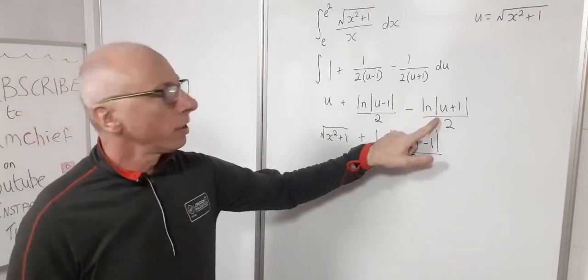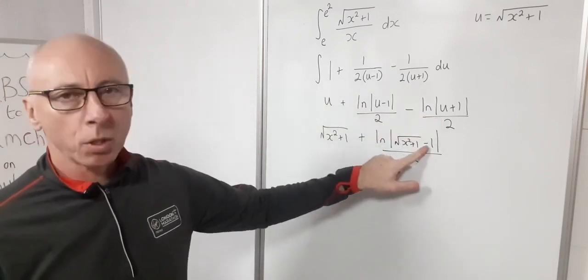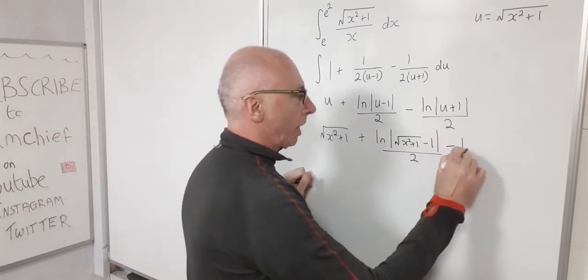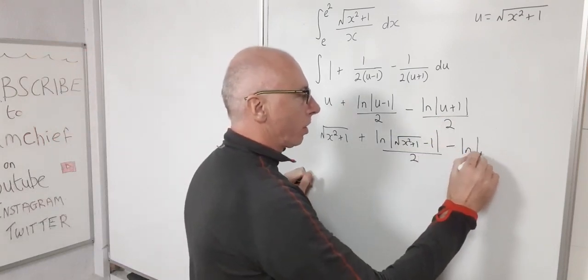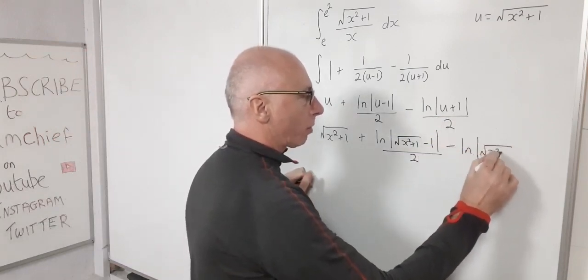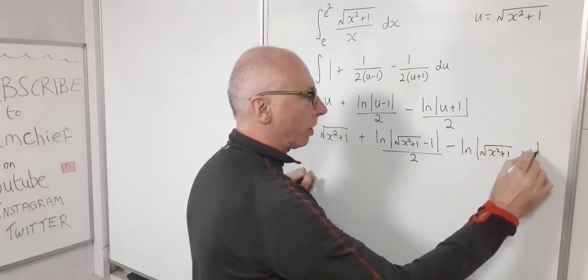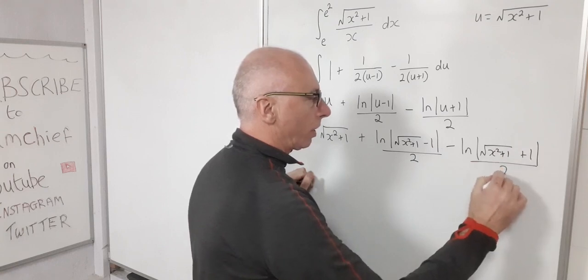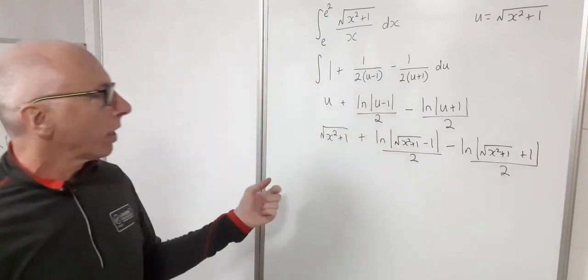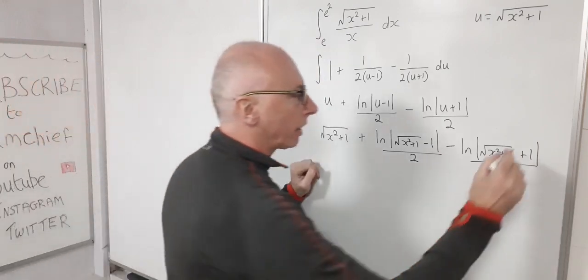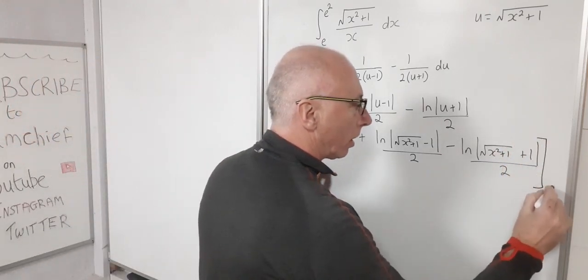And then this one, similar process, but with a plus 1 rather than the minus 1. Okay, so minus natural log, absolute value, square root of x squared plus 1, and then add 1. And then that's all over 2. And then we calculate this to our parameters of integration, which is e and e squared.